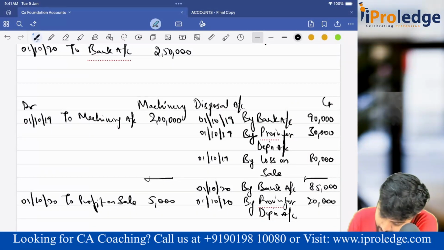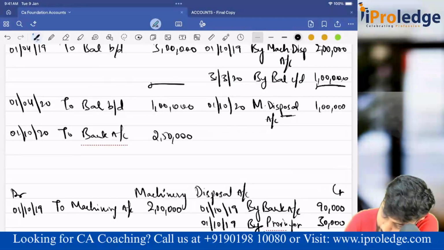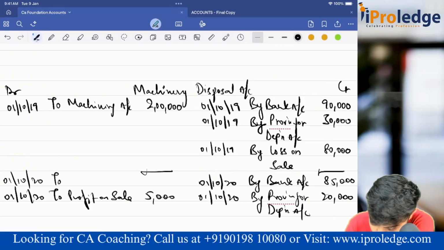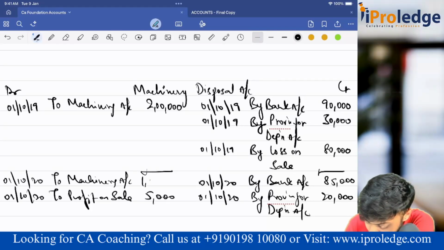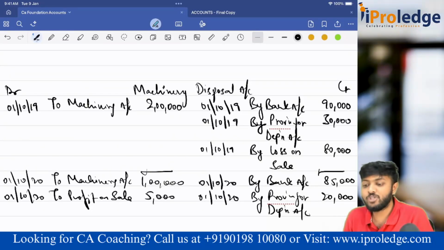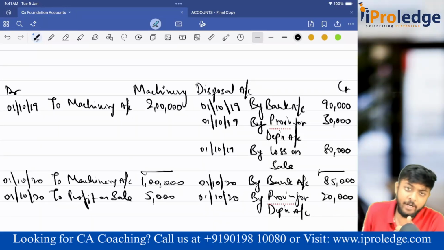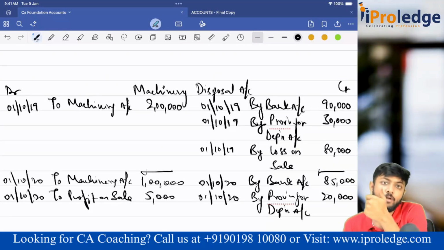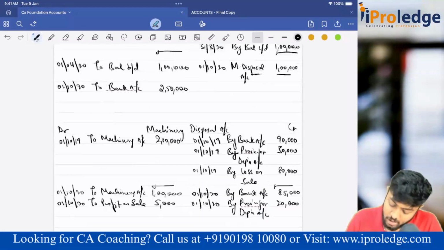20,000. Then that cost component which we transferred, this will come here. So 1-10-22, machinery account component was 1 lakh. So generally in machinery disposal account, cost comes in debit side only. Accumulated depreciation comes in credit side. Bank comes in credit side. Loss comes in credit side. Profit comes in debit side. Standard format guys. What will come in debit? The cost component and profit comes in debit side. The bank receipt, the accumulated depreciation and loss comes in the credit side. Standard template.